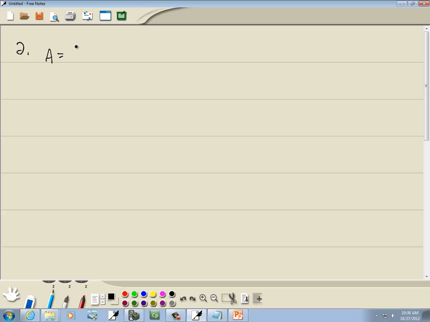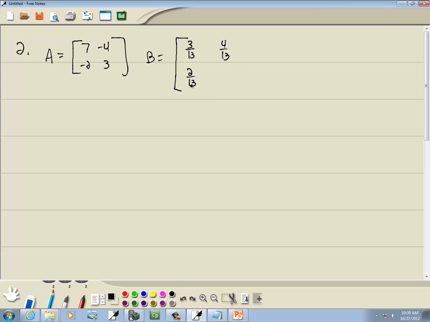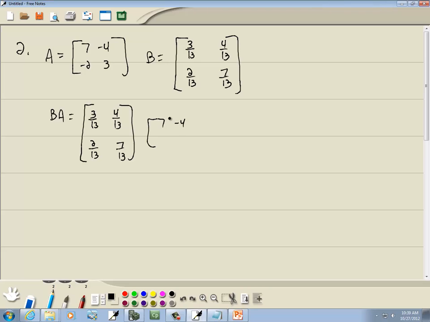Okay, so we got A is equal to 7, negative 4, negative 2, 3. And B is equal to 3/13, 4/13, 2/13, and 7/13. And we want to find BA. So we got 3/13, 4/13, 2/13, and 7/13 times 7, negative 4, negative 2, and 3.